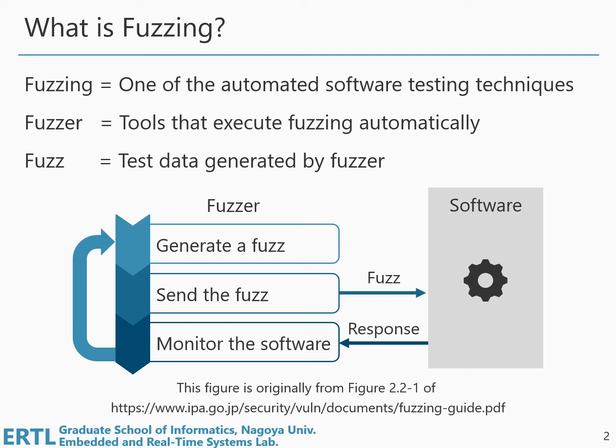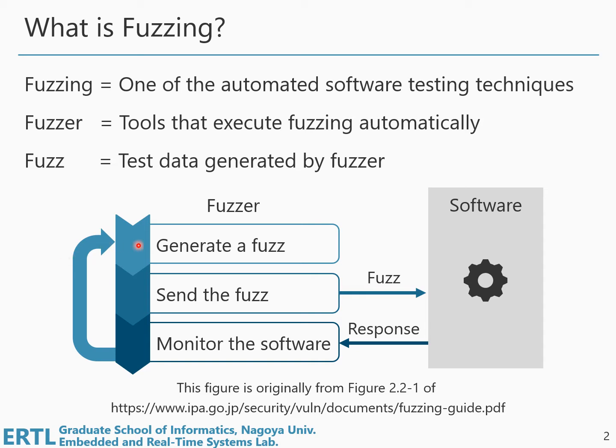First of all, I'd like to talk about fuzzing. Fuzzing is one of the automated software testing techniques. We use tools that automatically execute it. This figure shows a process it repeats to detect failures.